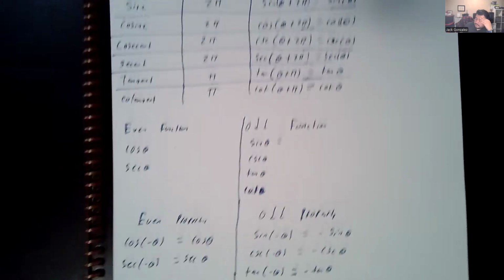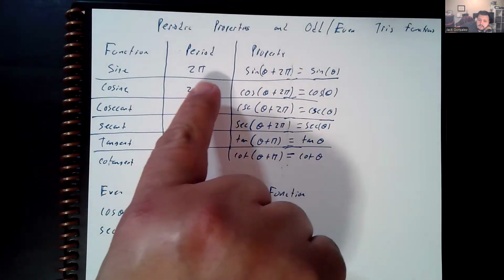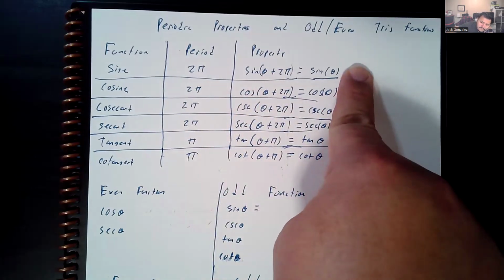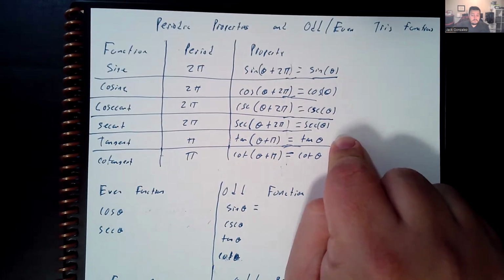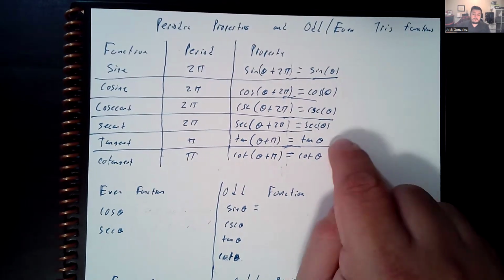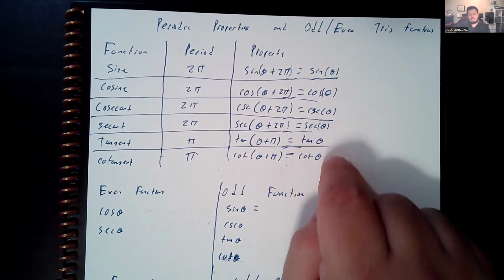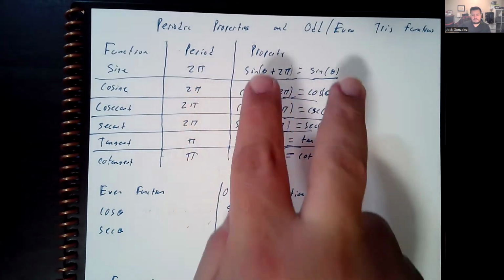All right, the last thing in this section is the periodic properties and the odd and even trig functions. I'll post this so you don't have to write all this right now. But basically, if you add 2 pi inside, you end up at the same place. So for the first 4 functions, when you add 2 pi, you end up doing nothing, kind of like adding 360 to any angle theta. For tangent and cotangent, if you add pi, you end up where you started. That's because of the period.